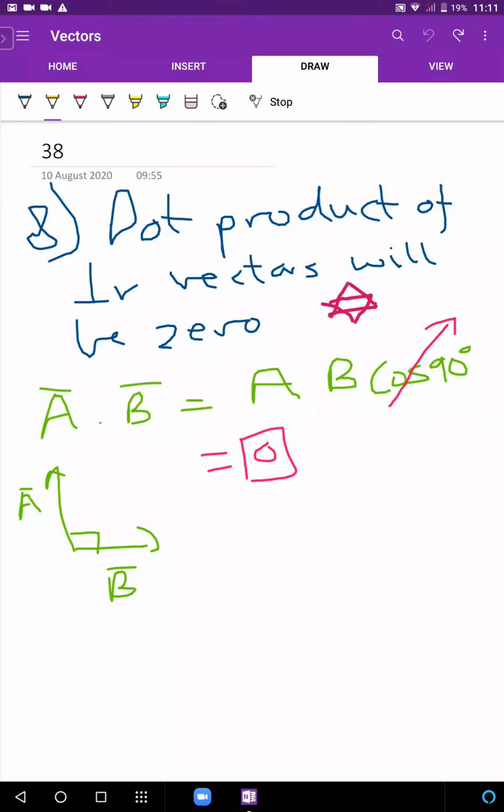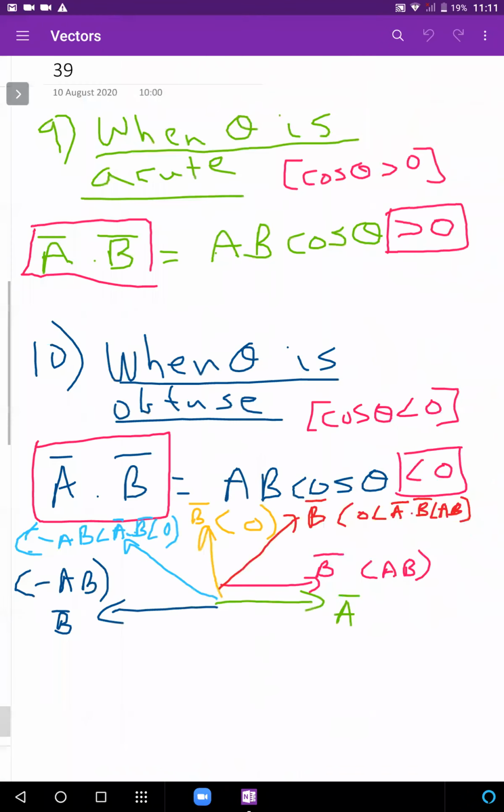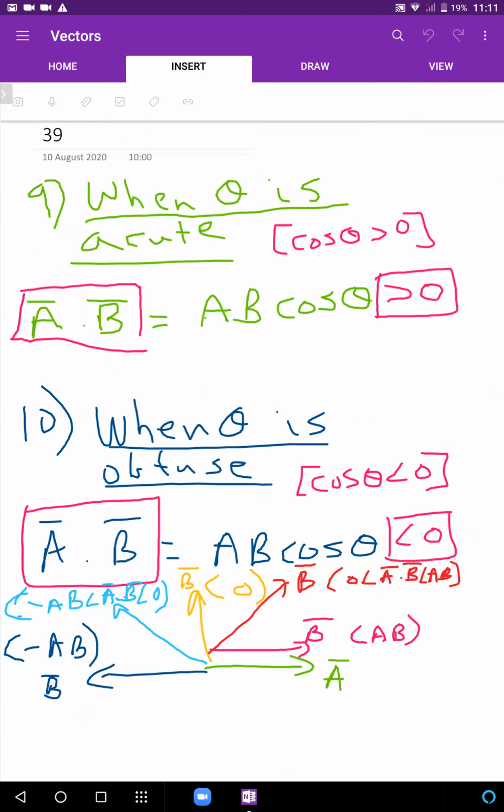Any doubt in this? Clear? No doubts? Let me know if I'm changing slides too fast. Let me know.